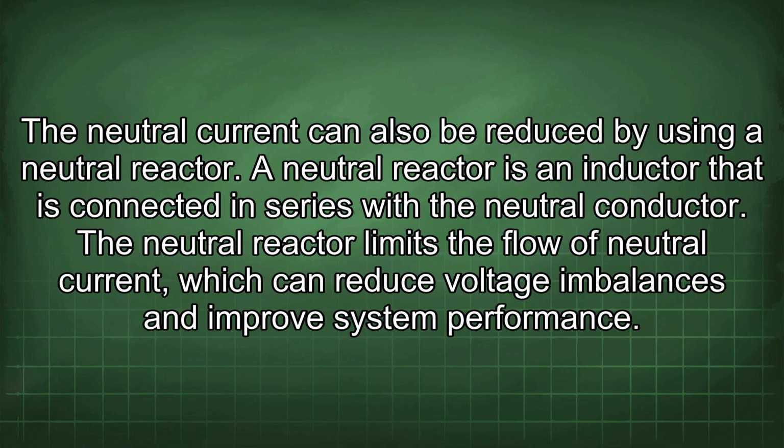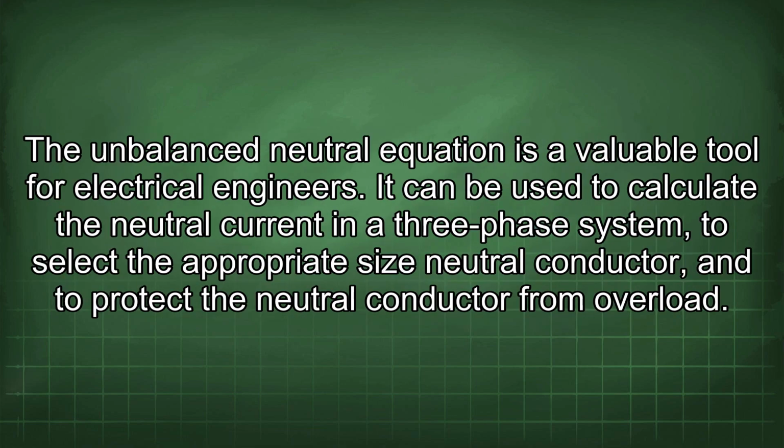The neutral current can also be reduced by using a neutral reactor. A neutral reactor is an inductor that is connected in series with the neutral conductor. The neutral reactor limits the flow of neutral current, which can reduce voltage imbalances and improve system performance. The unbalanced neutral equation is a valuable tool for electrical engineers. It can be used to calculate the neutral current in a three-phase system to select the appropriate size neutral conductor and to protect the neutral conductor from overload.